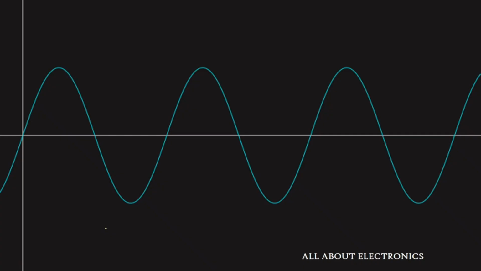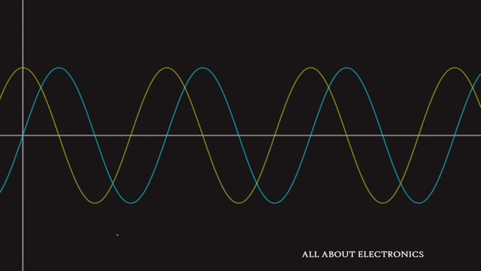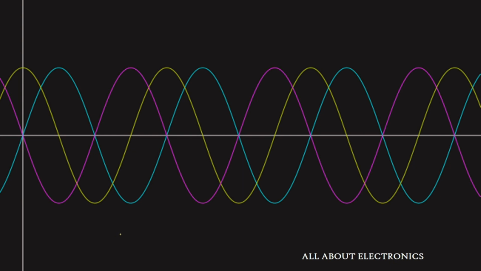In a very simple way, a phasor is nothing but a simple way of representing a sinusoidal signal. Now when we have more than one such sinusoidal signal having the same frequency but different phase and different amplitude, then we can use this phasor diagram to represent the phase difference between these sinusoidal signals.